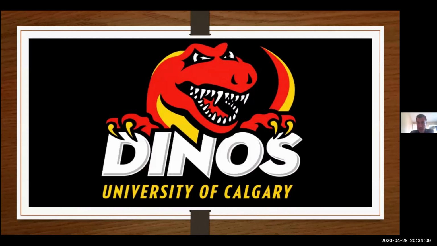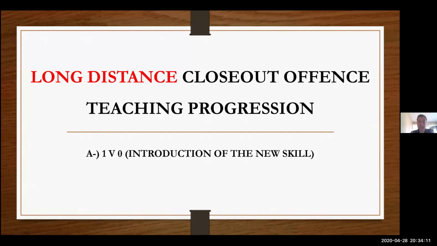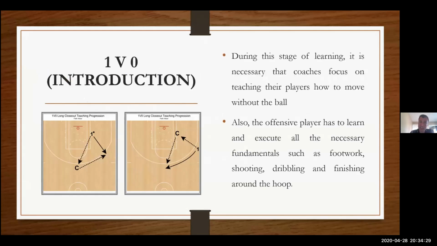I hope that gives you some kind of an idea of what we are trying to establish with the short distance closeout. And pretty much the long distance closeout situations and the teaching progression are exactly the same. We divide into 4. The mindset, the idea, and the philosophy are exactly the same. We start with 1 on 0. So this is an introduction of a new skill. So what we do is we use different drills.